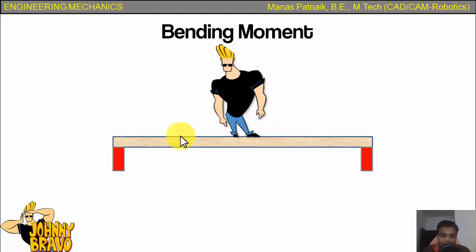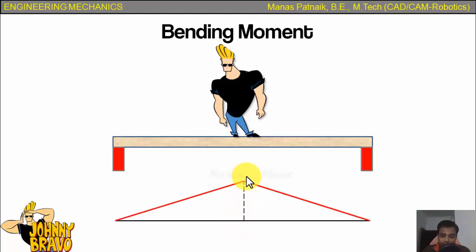Why does the plank break at the center and not somewhere else? This is due to the bending moment distribution pattern, which is maximum at the center of a simply supported beam.